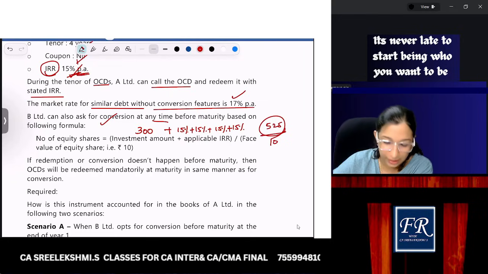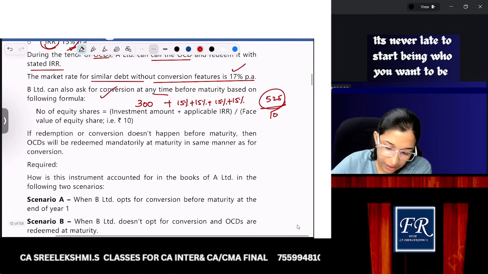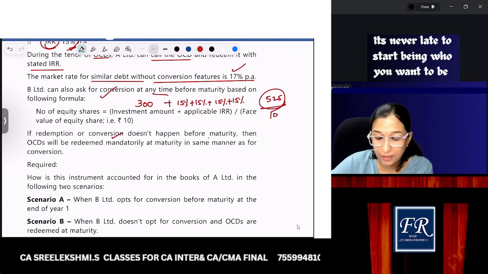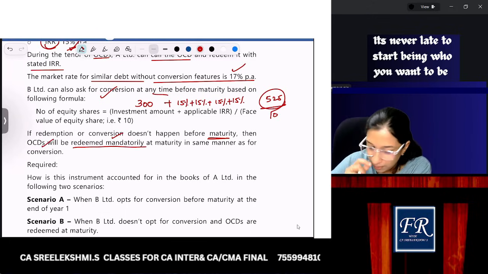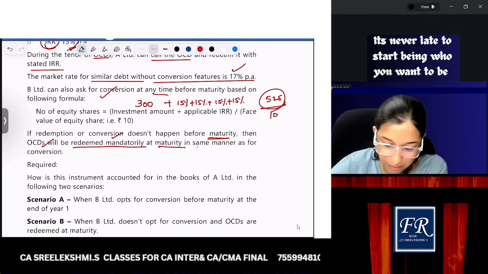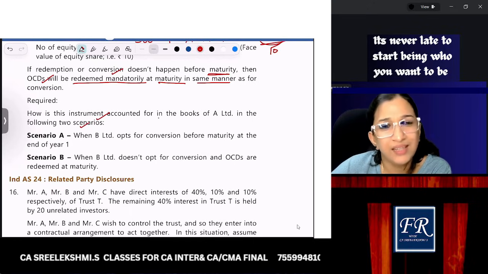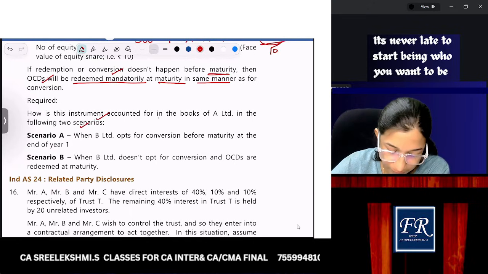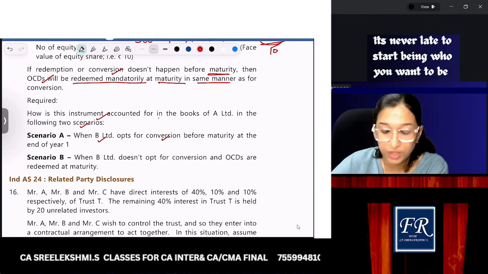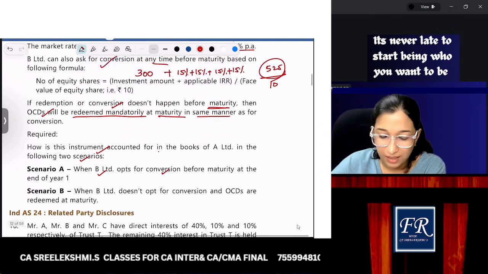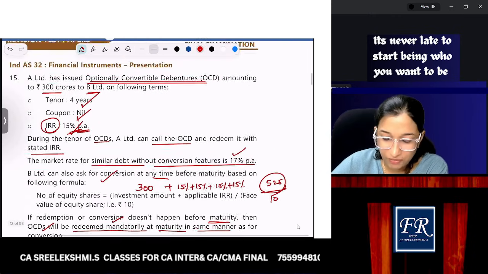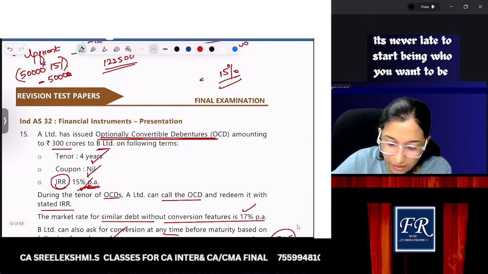Okay, fine. If redemption or conversion doesn't happen before maturity, if before 4 years there is no conversion, then these optionally convertible debentures will be redeemed mandatorily at maturity in the same manner. How is this instrument accounted for in the books of A Limited in the following two scenarios? How will this be accounted if B Limited opts for conversion before maturity? See, whatever it is, in the books of A Limited, this is a compound financial instrument.